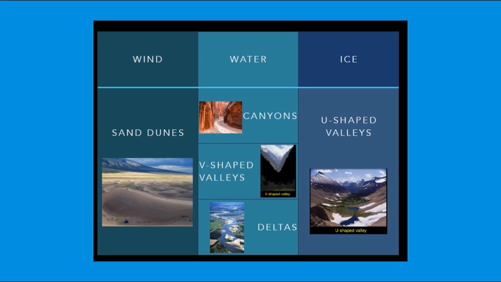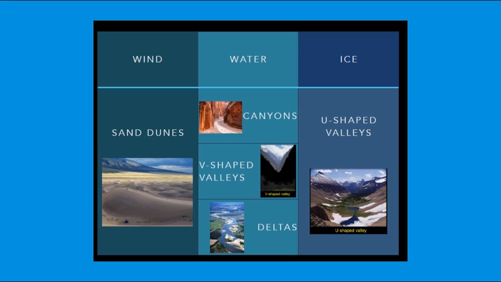So wind is going to be a huge contributing factor in the formation of sand dunes. That's kind of what we talked about. Wind forms sand dunes. And then water is going to form canyons, V-shaped valleys, and deltas. Okay. Ice is going to form U-shaped valleys. So that's going to be an important thing for you to remember.